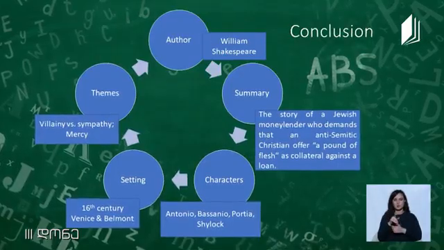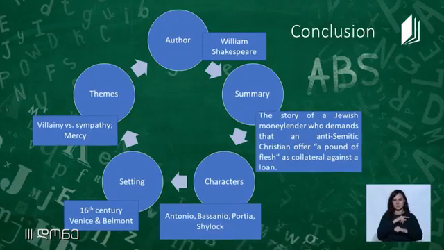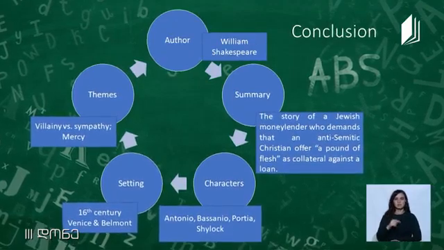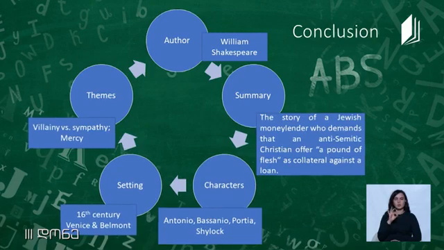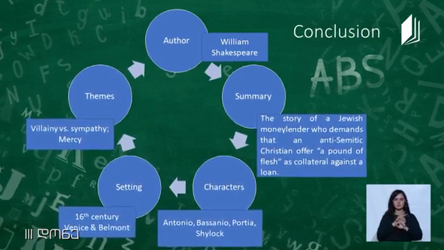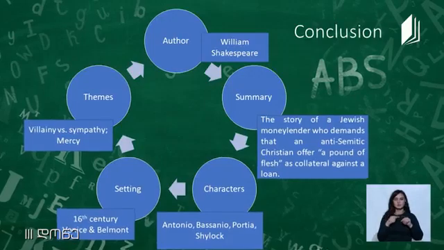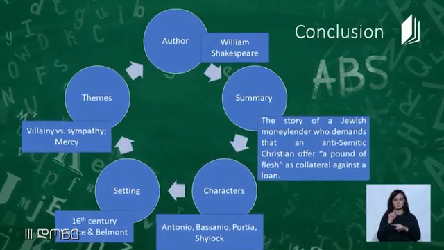There are so many more incredible themes to explore in The Merchant of Venice, but you'll have to do it yourself because we're almost out of time. So let's review what we discussed today. First, we talked about the very famous, very influential author, William Shakespeare. Then we moved on to a summary of The Merchant of Venice, followed by a look at 4 of our characters. Next, we moved on to the setting of the 16th century in Venice and Belmont, and finally, we discussed the 2 themes of villainy versus sympathy and mercy.